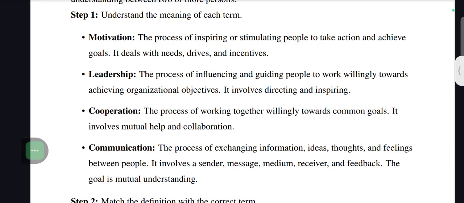Whereas cooperation, the process of working together willingly towards a common goal, means all the people who are in the firm work together for a common goal, that is to make profit. Whereas communication is the process of exchanging information, ideas, thoughts, feelings between the people. That is called communication.